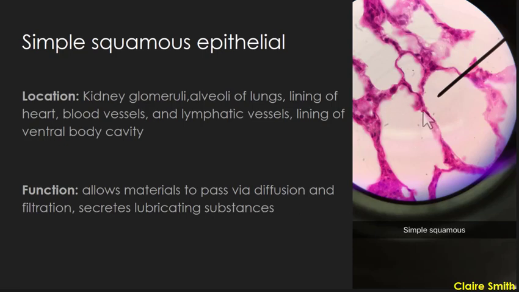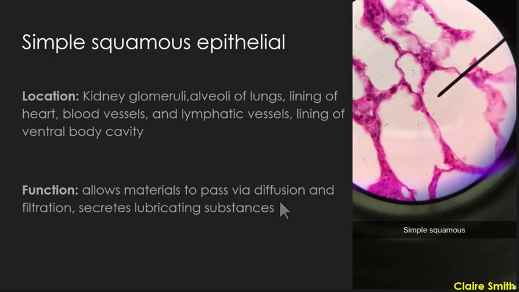But if you think about it, if you have one single layer of these flat little pancakes, it's really easy for stuff to move, right? Because you have one layer, something has to penetrate. So with simple cells, a lot of times it's going to be diffusion, filtration, or absorption and secretion, depending on the type. But something that's allowing things to enter or exit the cell is always typically going to be a simple cell. So simple squamous is diffusion and filtration.